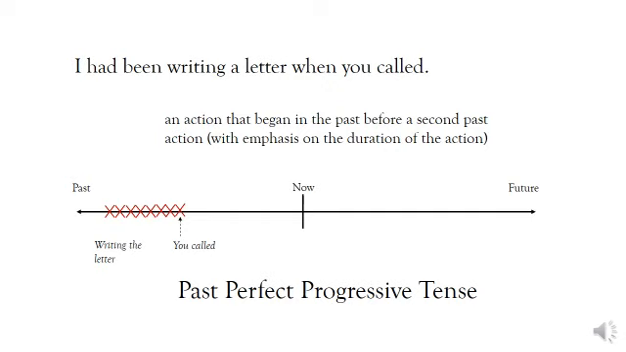Now here the focus is on an action that began in the past before a second past action happened. An action that began in the past and was continuing until a second action happened. And the focus or the emphasis is on the duration of the first action. So it's something like this.